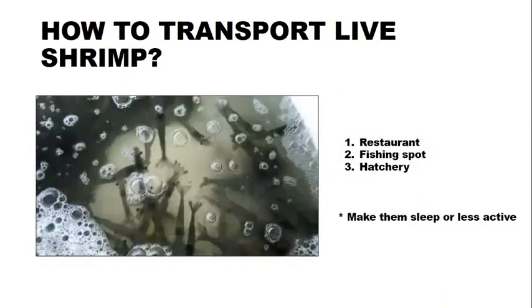Next, how to transport the live shrimp. On our side, we will do the live transport for restaurant fishing spots, which use the small vannamei, around 10 grams per piece, as bait, and we will do the live transport also from the hatchery. The key component to transport them is by making them sleep or less active.